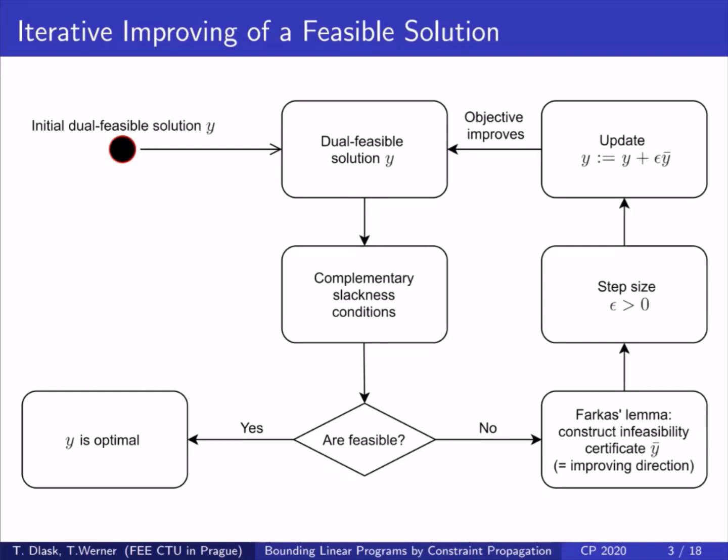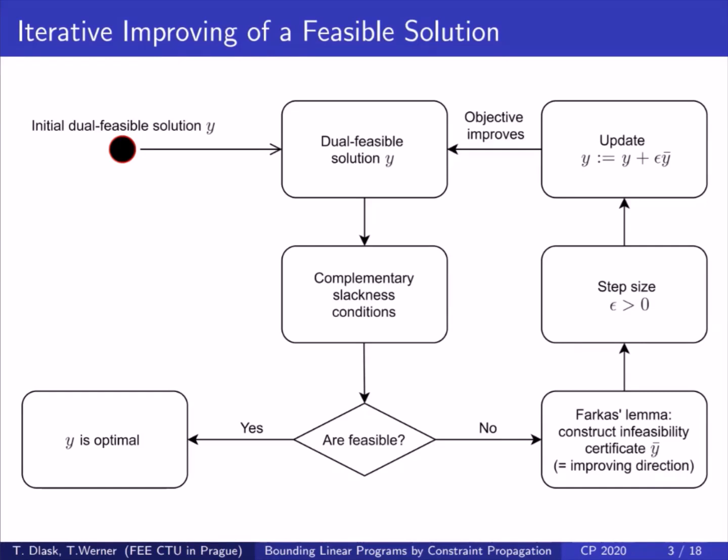Suppose that we have an initial dual feasible solution. If the complementary slackness conditions are feasible, then it is optimal. If they are infeasible, we can construct an infeasibility certificate by Farkas lemma, which turns out to be a dual improving direction, using which we can improve the current y. Doing this iteratively, we obtain a better and better bound on the optimal value. This is well known in linear programming as the Primal-Dual method.